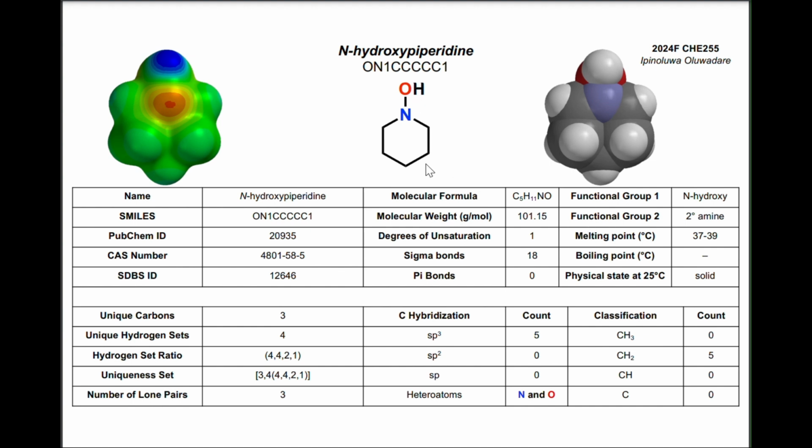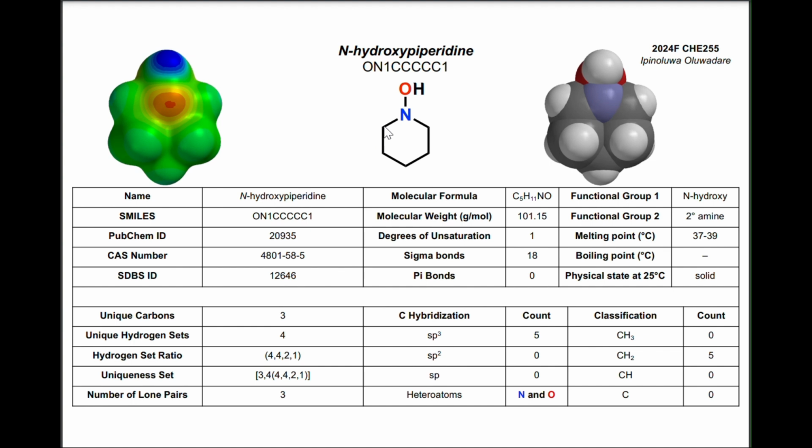And looking at the structure once again, we see that the unique carbon sets amount to three because there's a plane of symmetry right here. So this would be one, two, three. And since there's a mirror plane right here, this and this and this and this are all the same. That means we have three unique carbons.